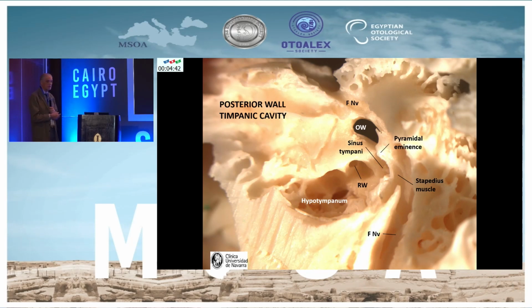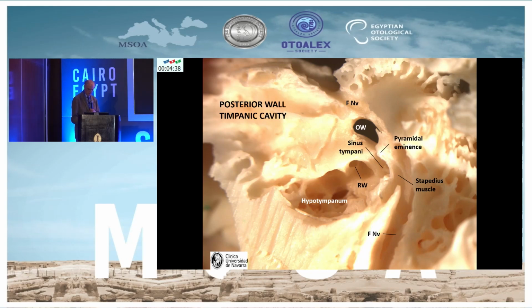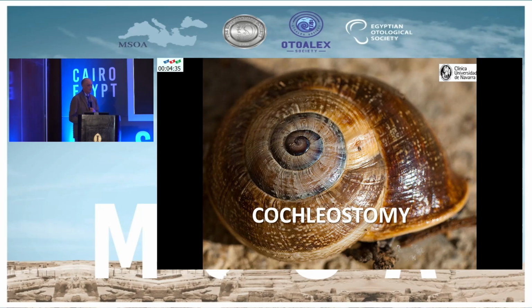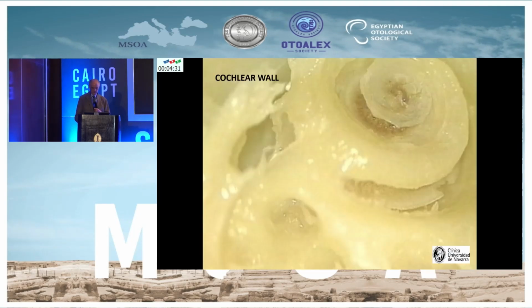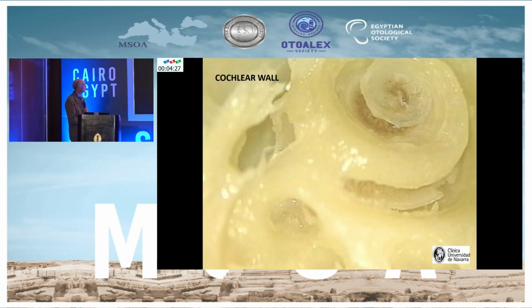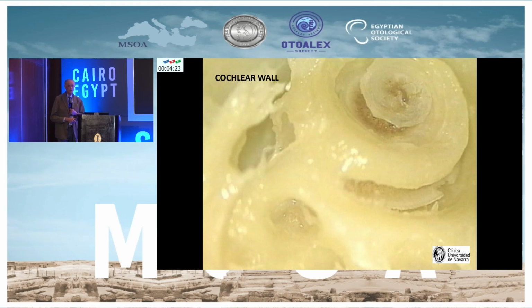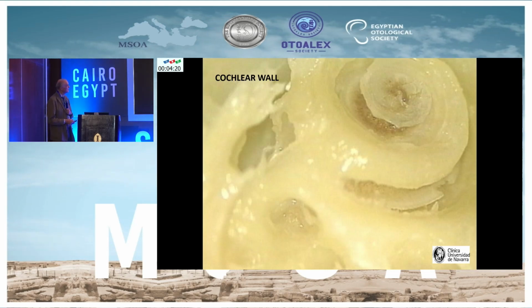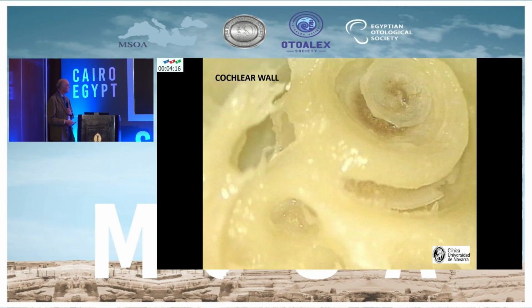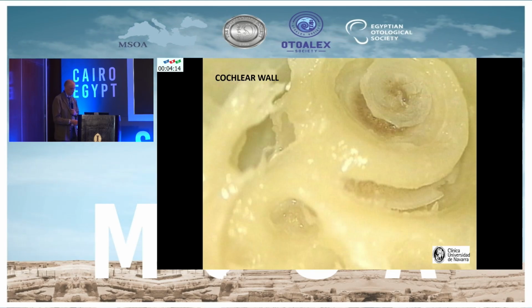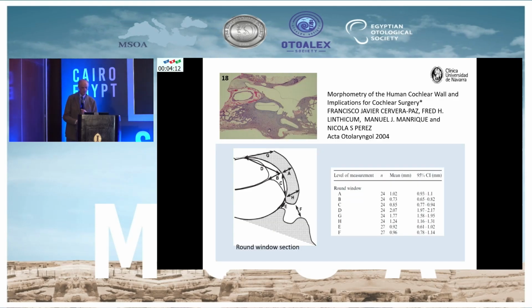Observe where exactly the round window niche is and where the round window properly is. About the cochleostomy, it is one of the main steps in cochlear implant surgery. We can see here the cochlear wall. If we drill the lateral wall of the cochlea, we can have access to the scala vestibuli and to the scala tympani. This is the area of the round window.